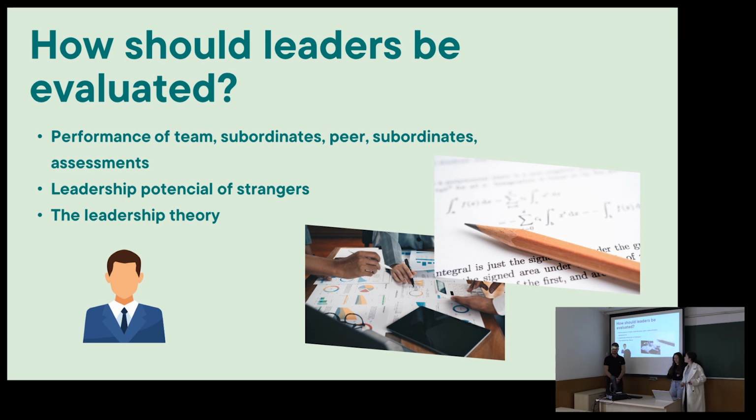And then the final question is, how should leaders be evaluated? There are 5 categories of studies that evaluate leadership effectiveness: actual performance of the team, subordinates, peers, or supervisor ratings, leadership potential of strangers based on their performance in interviews, simulation or assessment, leaderless group discussion, and assessment center research. But there is another way to evaluate a leader with the concept of implicit leadership theories.